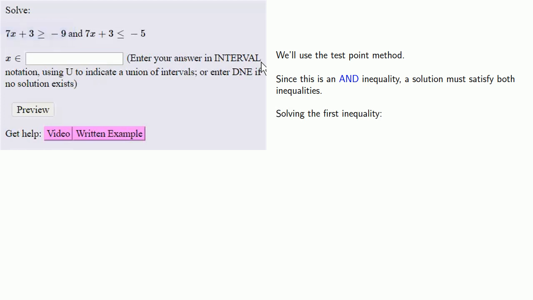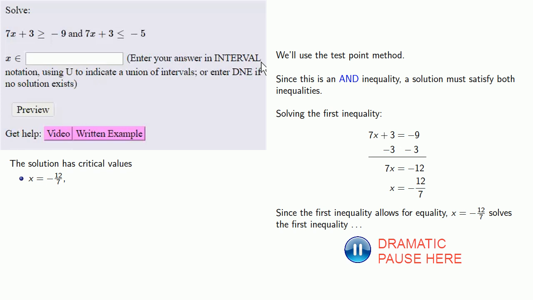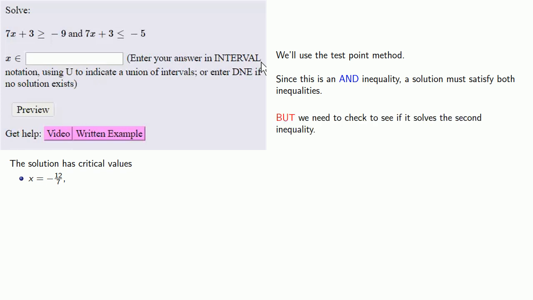We'll temporarily ignore the inequality and solve the equation 7x plus 3 equals negative 9. And so our solution has critical value x equals negative 12 sevenths. But, like a good math student or a good human being, we have to address the existence of the inequality. Now, since the first inequality allows for equality, x equals negative 12 sevenths solves the first inequality. But we need to check to see if it solves the second inequality.